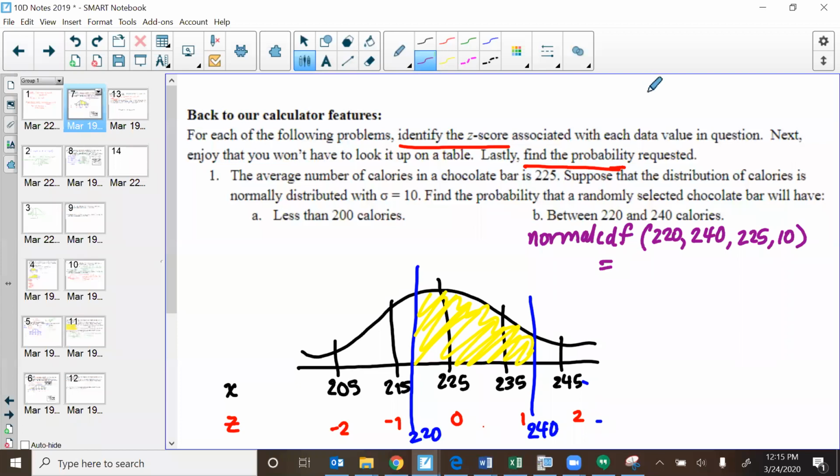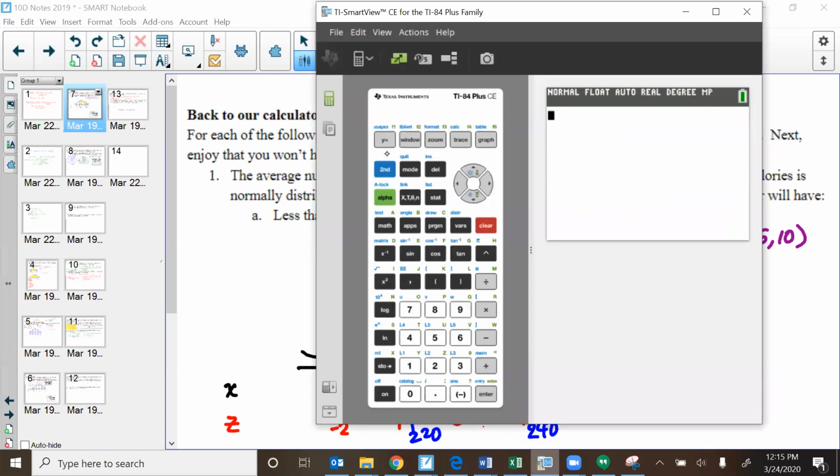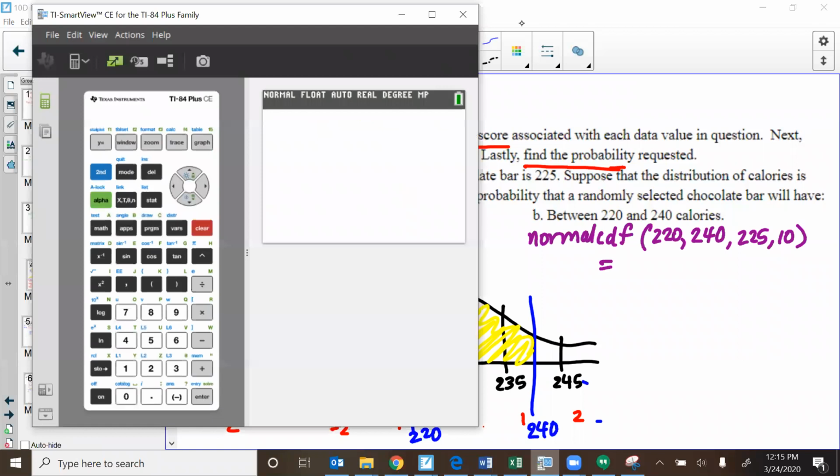So to put that in your calculator, if you have a newer calculator, they try to make it easier for you, which is great. With an older calculator, you just have to remember the thing we wrote is what goes in the calculator. So low, high, mean. The mean and the standard deviation are the same as when I did part A, so that didn't change.